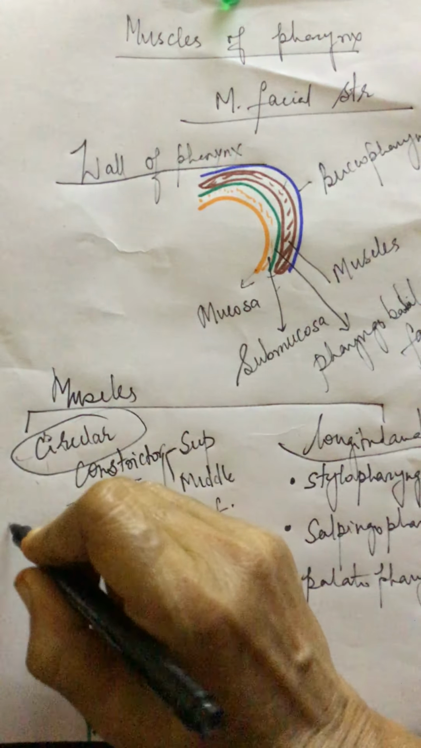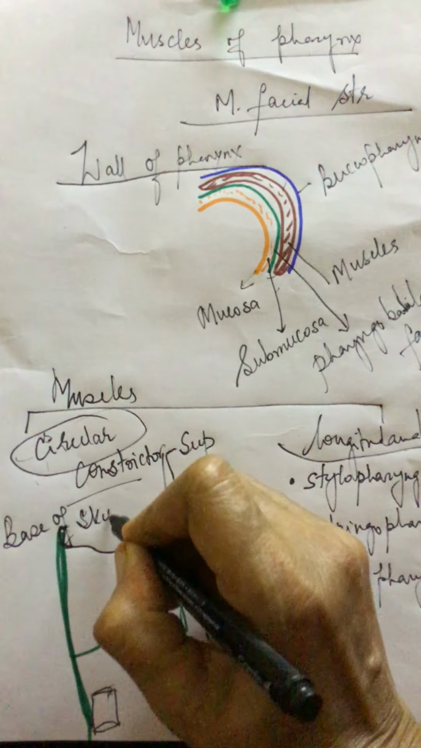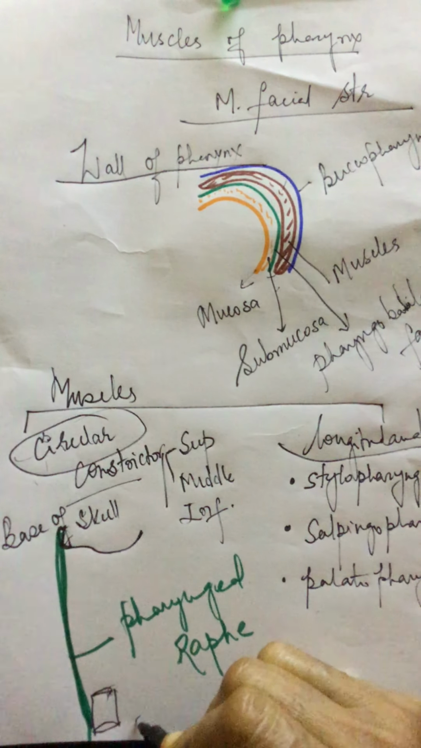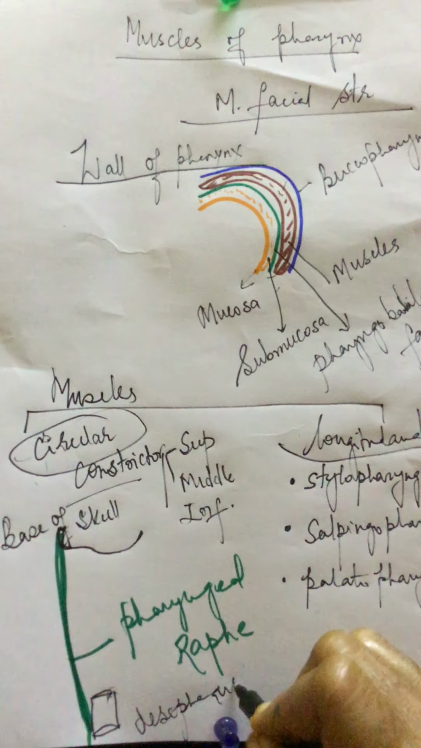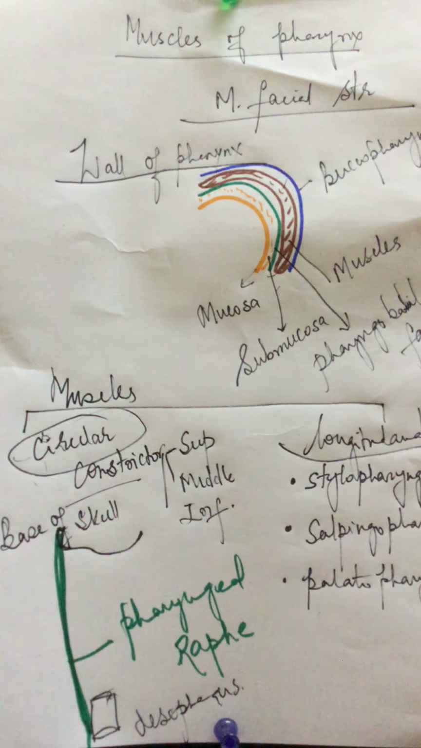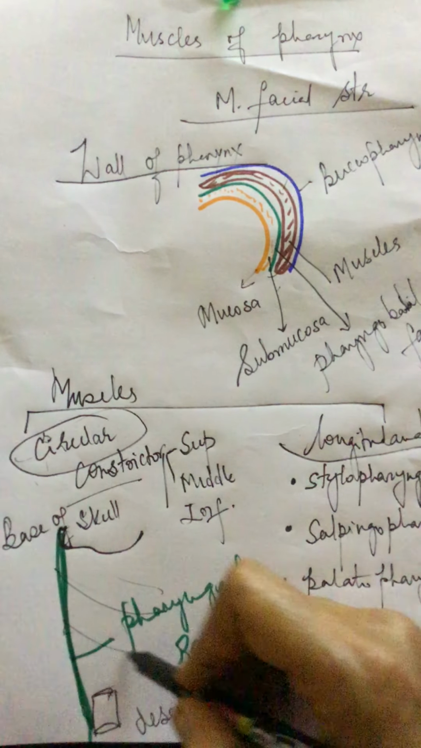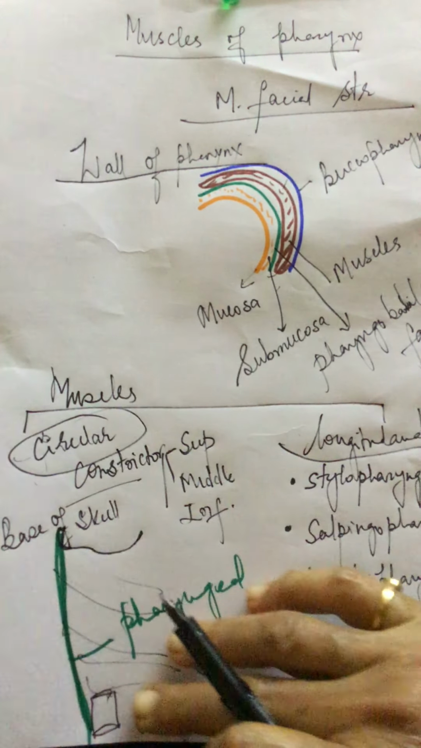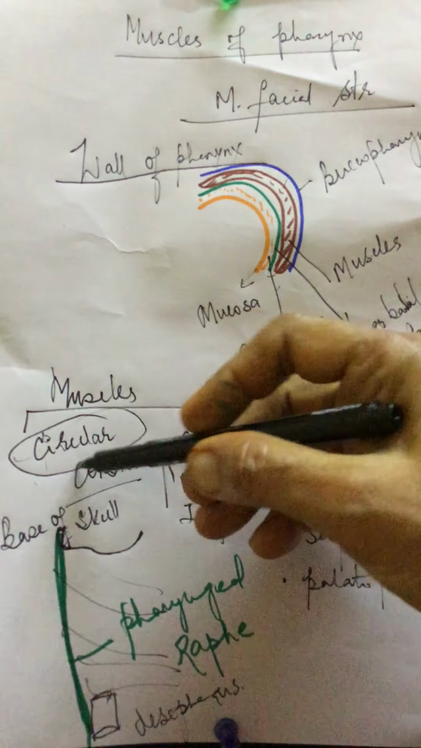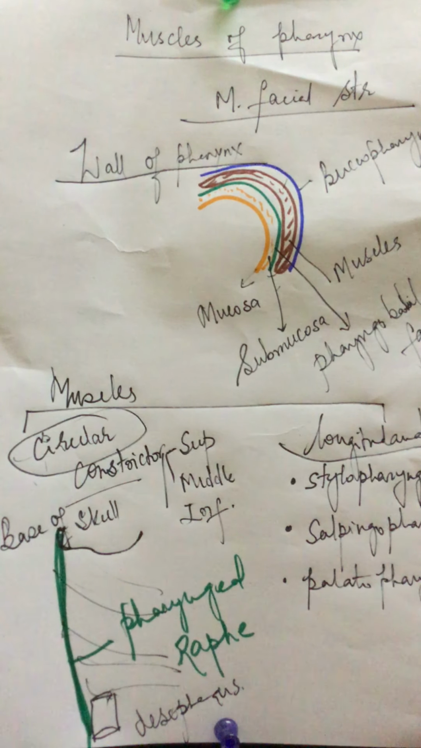This is the base of the skull to the wall of the esophagus. Fine. What I wanted to tell you is that the insertion is common. All these muscles, superior constrictor, middle constrictor and inferior constrictor, are inserted into the pharyngeal raphe. The raphe extends from the base of the skull to the esophagus.